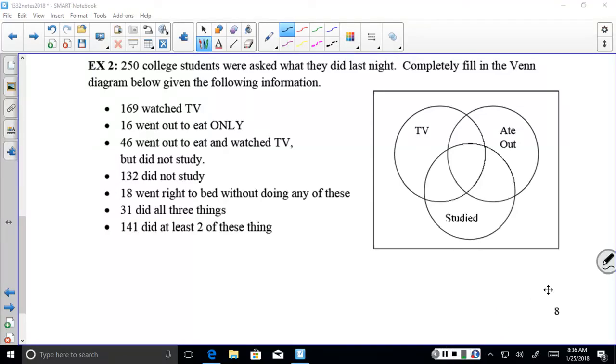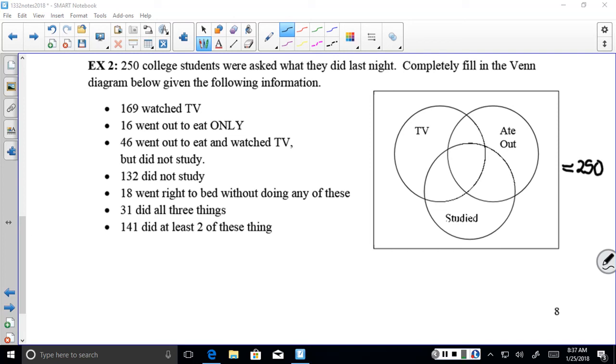250 college students were asked what they did last night. Completely fill in the Venn diagram below, given the following information. So when I completely fill it in, how many numbers will I have in there? Right, I'll have 250 people, but how many numbers will be inside my Venn diagram? 8. I have 8 places to fill in.